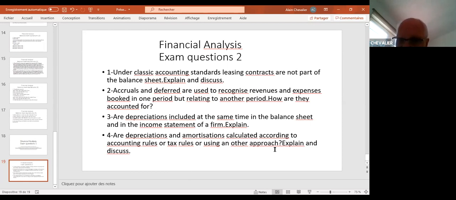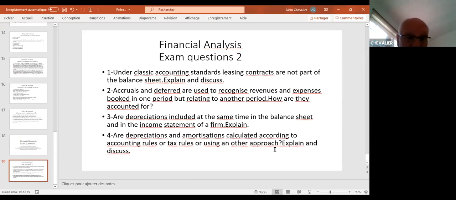So remember, under the old rules, leasing contracts are not introduced in the balance sheet. It means all the equipment financed by leasing contracts is not taken into account as assets in the balance sheet. All the amounts paid, the rents on the leasing contract, are taken into account and deductible from the income statement.